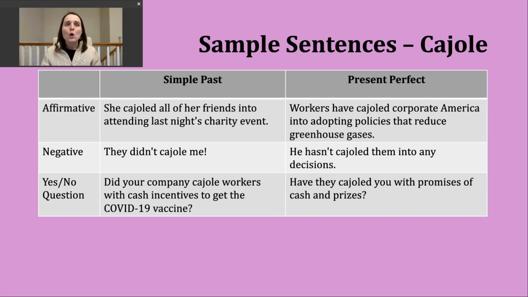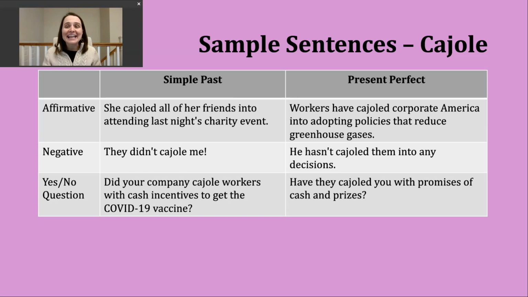Here's an example. Workers have cajoled corporate America into adopting policies that reduce greenhouse gases. So, through their words, through their actions, workers have convinced or persuaded their employers: we need to be doing things that are good for the environment. So, this might be describing an action continued in the past, still happening in the present.